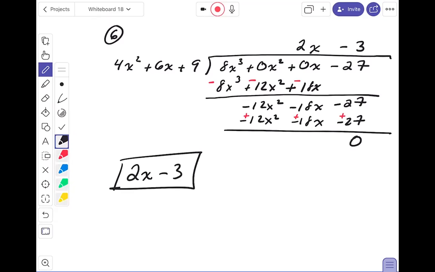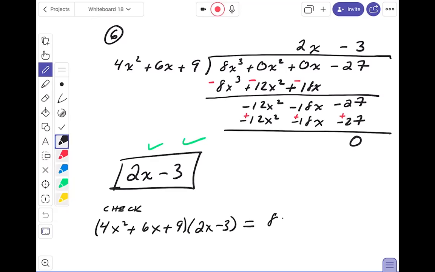Let's check it in the answer key. And what does the answer key say? 2x minus 3. Now, for students on exams where they don't have an answer key, you could actually check this yourself. I'll write down what the check looks like. We're going to check that 4x squared plus 6x plus 9, something you did in grade school with numbers, times 2x minus 3 would equal 8x cubed minus 27.